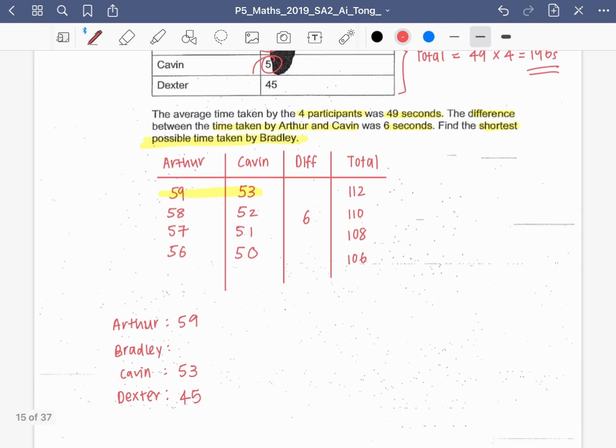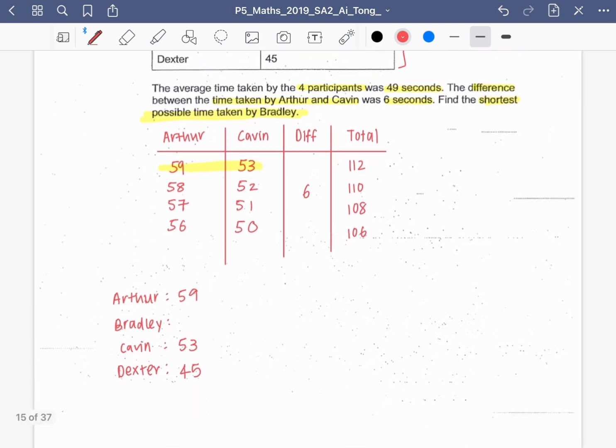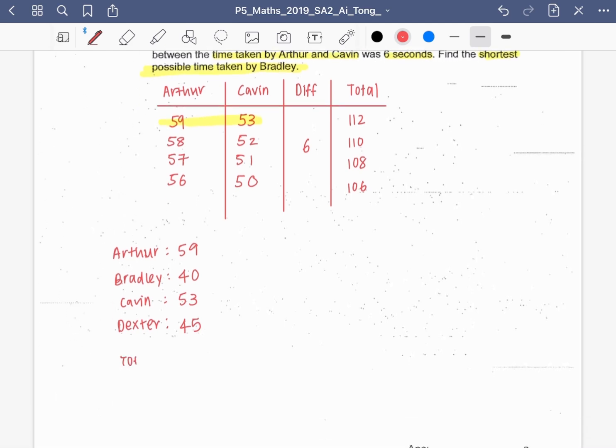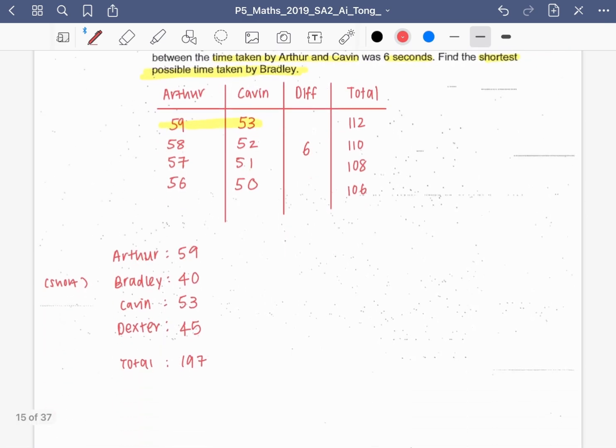Okay, so we want to find the shortest possible time. So what is the shortest possible time that starts with 4? 40, correct? That's the shortest possible time. So this is just a simple guessing and checking. So Bradley, I just put there, it has to be the shortest. Okay, so the total of all of this is 197, but what we calculated just now was 196. So this is wrong. We can't use this.